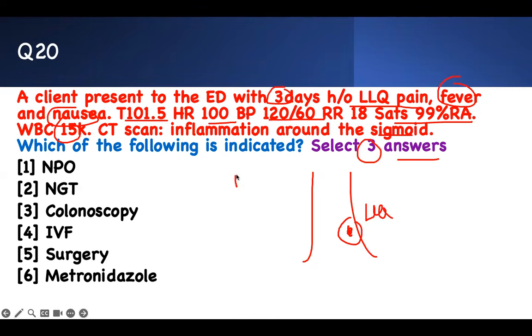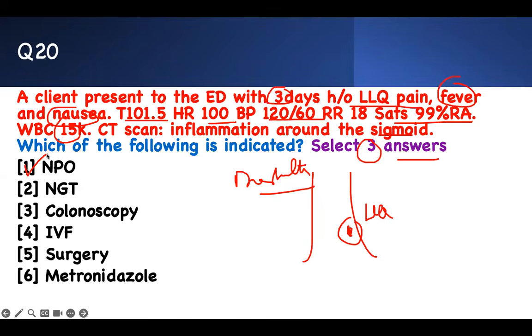This is what? Diverticulitis. And with diverticulitis, a GI problem, what do we do? NPO, IV fluid, NG tube, antibiotic, and then pain management, right? But not everybody needs all of them. That's for a normal GI problem, but not all of them. So you see which ones apply to this problem.